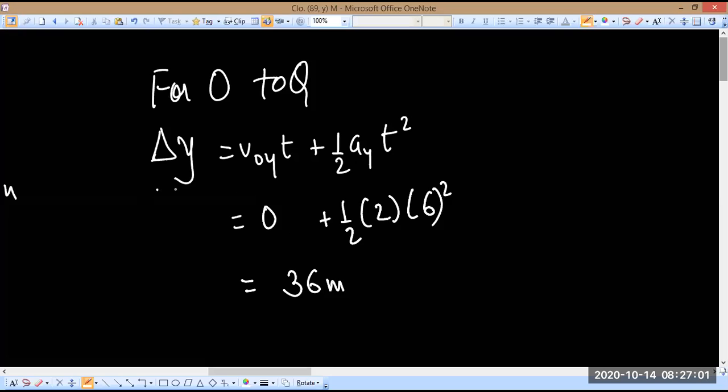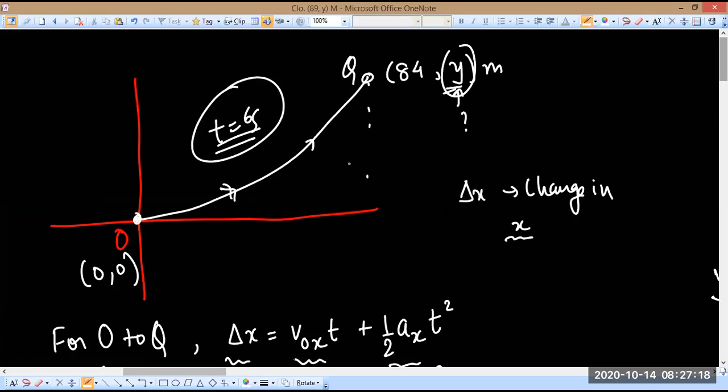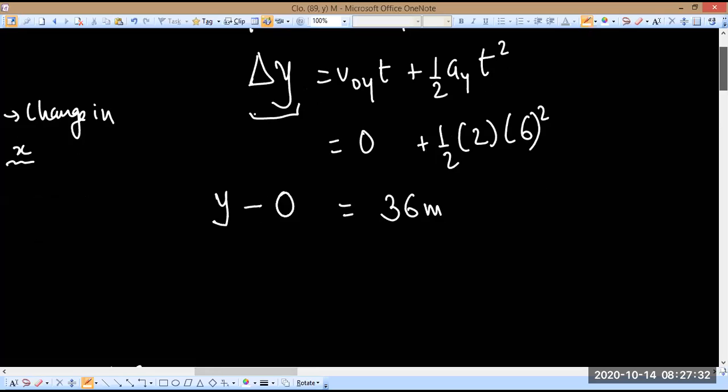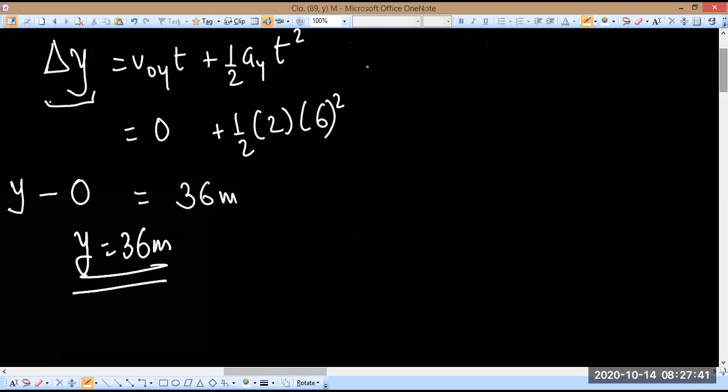See, this is not y, mind well. This is delta y. Okay. We have to find the y coordinate. So delta y means final y, which is y, minus initial y. What is initial y coordinate? Yes, it is 0 because it is given that the particle starts at origin. Okay. So that's your final answer, right? So you could just put that in one final sentence.